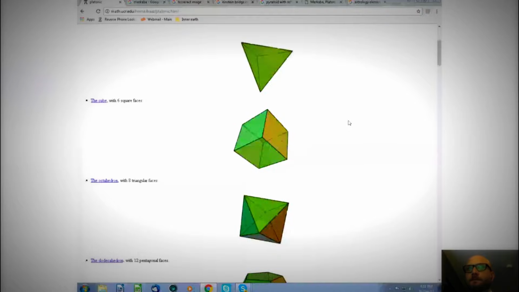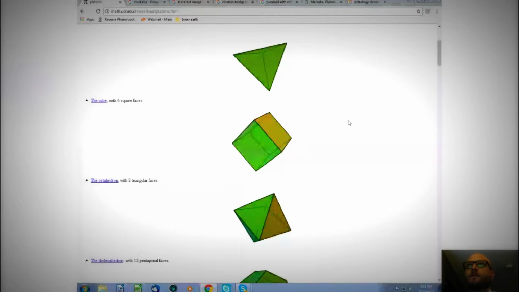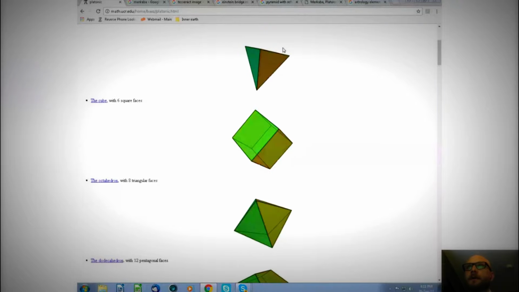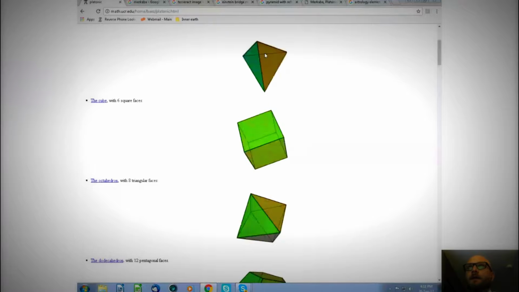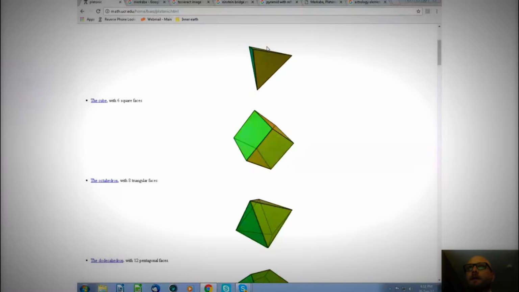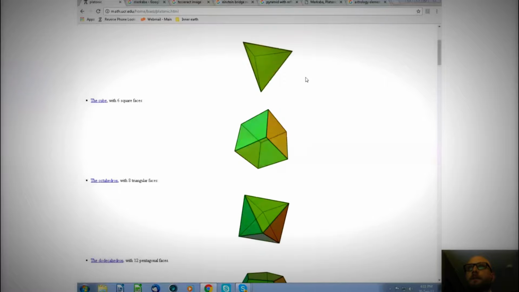Okay. These are the 5 Platonic solids. Can you see them there on your screen clearly? Yes. Okay. This is what we call a tetrahedron. If you have a look, it's actually got 3 sides on the top, like a pyramid, but a pyramid with 3 sides and 1 base. So that gives you 4 sides.